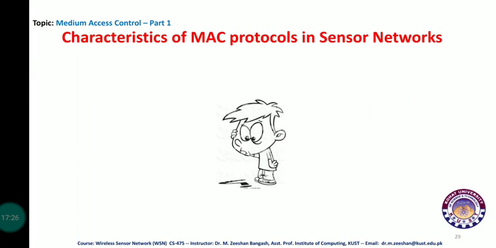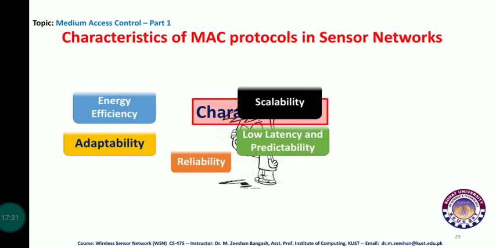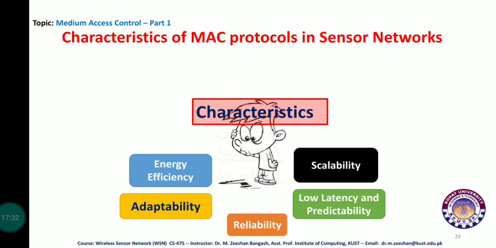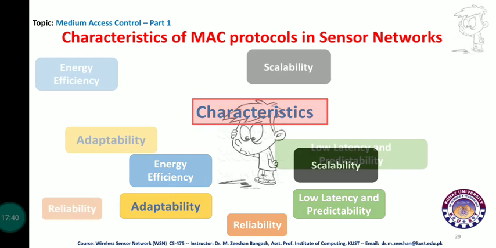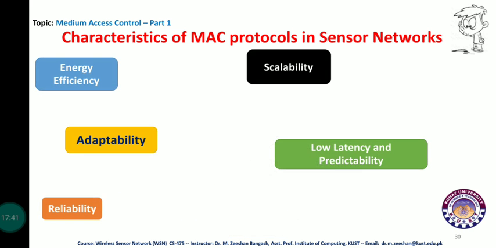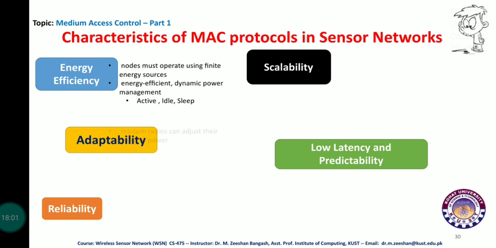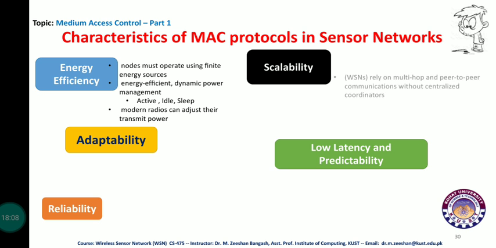Some of the characteristics of MAC protocols in WSNs include the energy efficiency constraint, adaptability, reliability, scalability, and low latency and predictability. Let's have a quick review of the different characteristics. First, energy efficiency: nodes operate using very limited resources, so we need energy efficient protocols with dynamic power management that addresses the different states of the sensors, active, idle, and sleep. Modern radios also have the facility of adjusting their transmitting power.